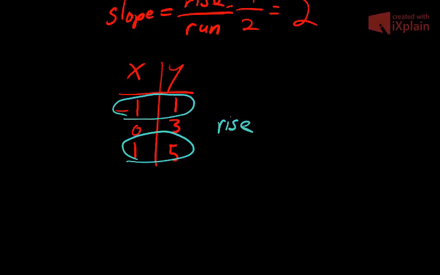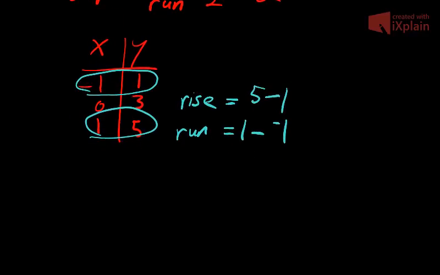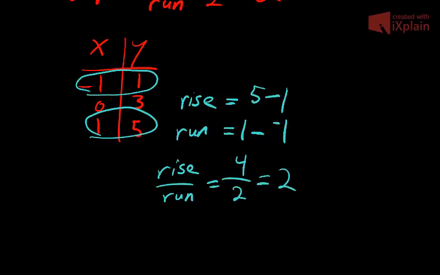So my rise is going to be how much up it went. And how much up it went is going to be the difference in my y's. So the difference in my y's is going to be 5 minus 1. And my run is going to be the difference in my x's, which is going to be 1 minus -1. So if I solve this out, I end up getting rise over run is going to be equal to 5 minus 1 is 4, and 1 minus negative 1 is 2. 4 divided by 2 is going to give me 2, which is the exact same answer I got before.